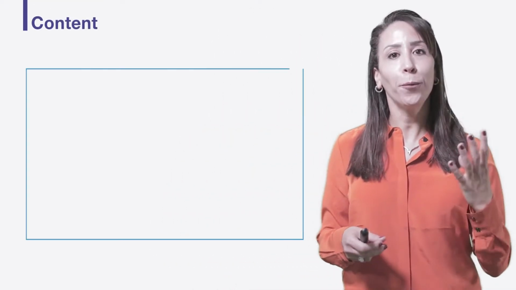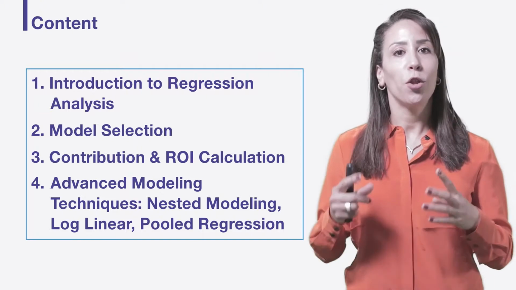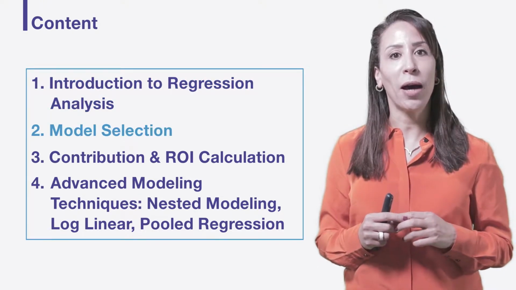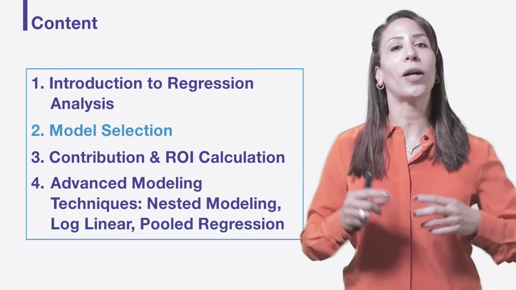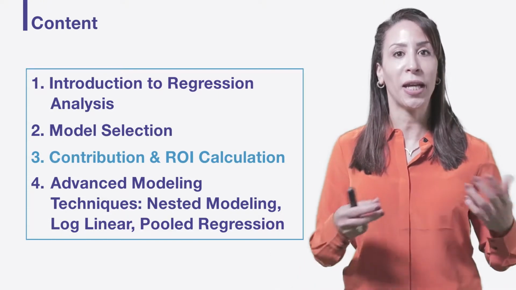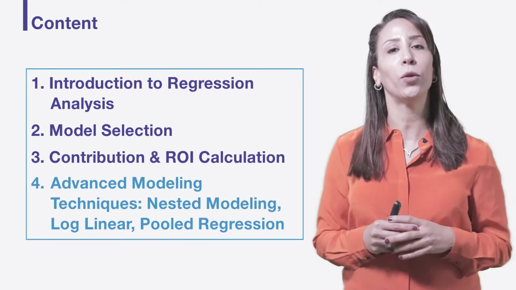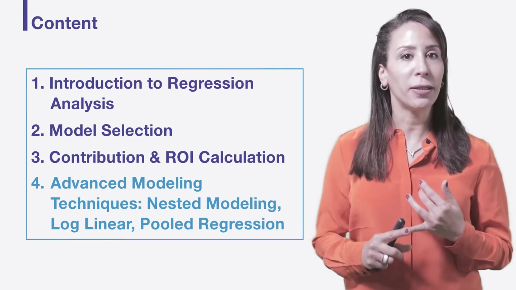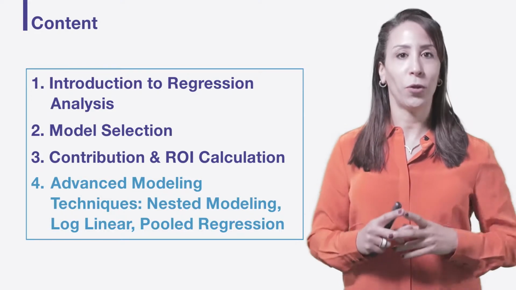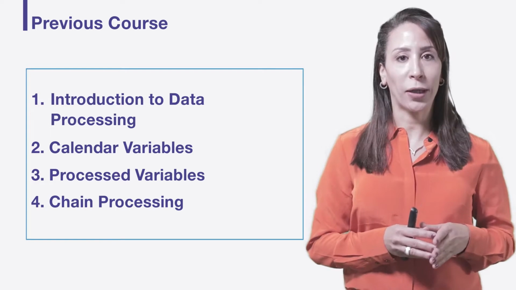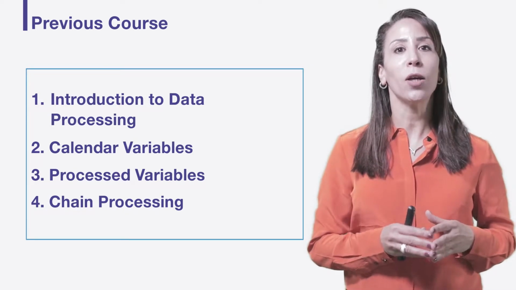Today's course is going to be about modeling, and we have 4 parts in the modeling course. The first one would be an introduction to regression analysis. The second one would be about model selection. The third one would deal with data calculation or contribution calculation and ROI calculation. And the fourth one will be dedicated to advanced modeling techniques, like, for example, nested modeling, log linear, and pooled regression.